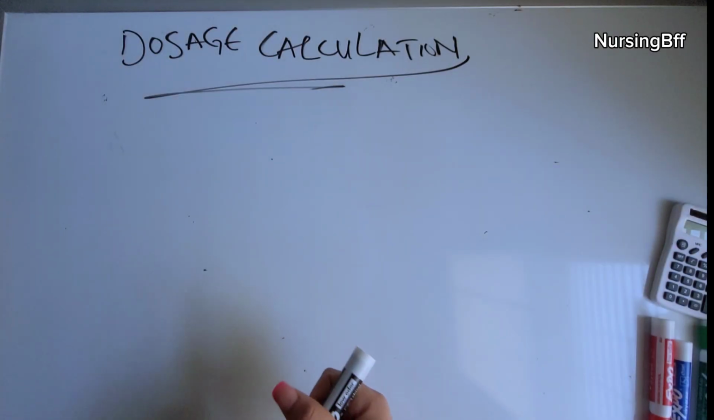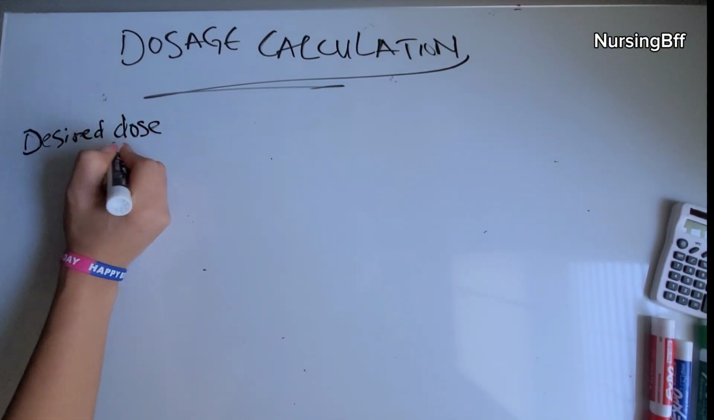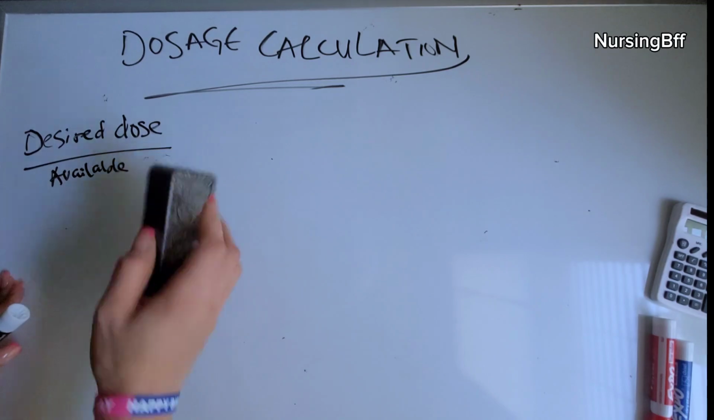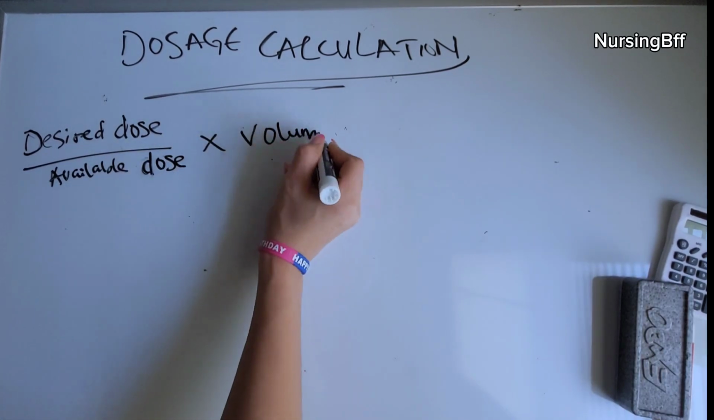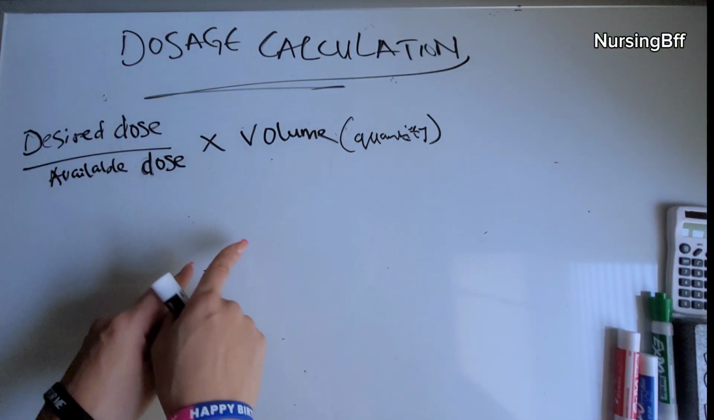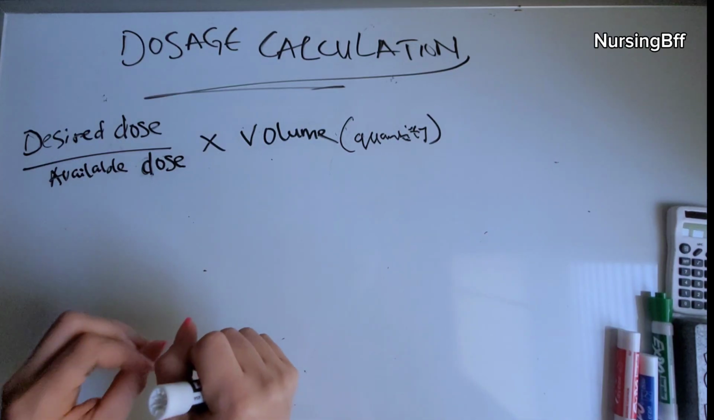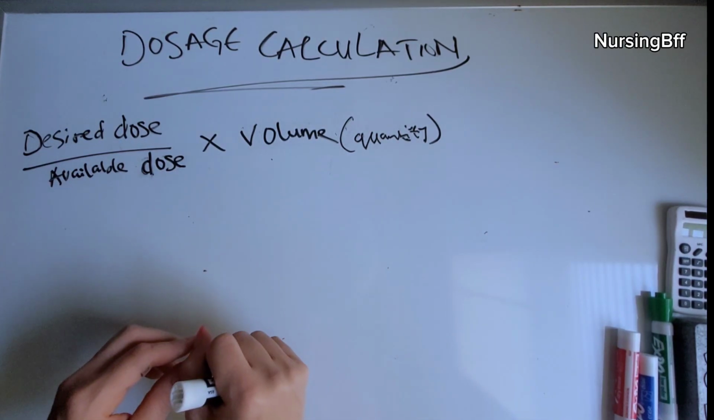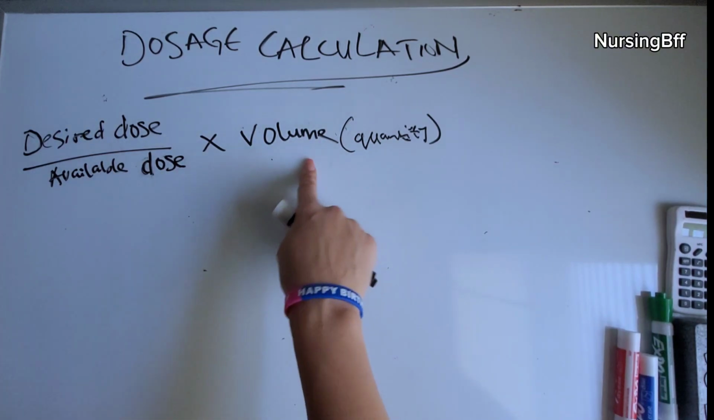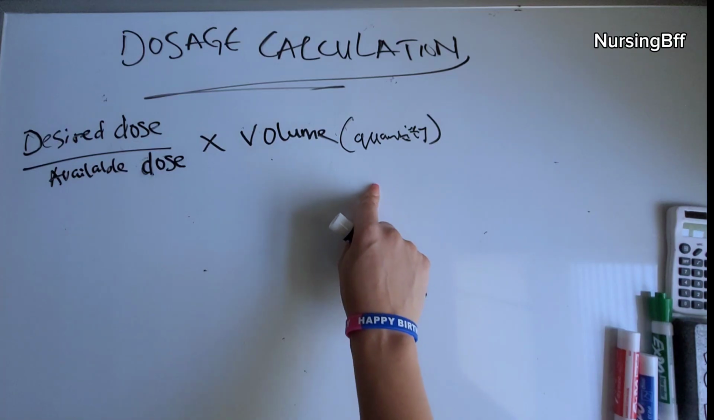I'm going to show you the easiest formula to solve the dosage calculation. All you gotta do is use this formula. Desired dose is what you want, what you are meant to give to that patient. Available dose is what you've got already, what you have already. The strength of the medications available could be in grams or milligrams. And the volume is the quantity, the volume of the strength in that.